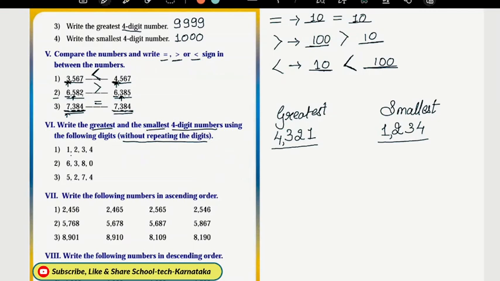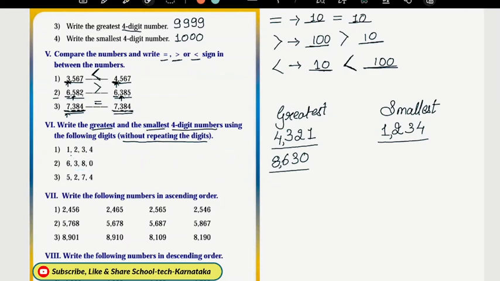Similarly, for the second example, 6380, how do we find the greatest? We need to write the greatest first, greatest number, right? 8, after 8 we have 6, after 6 we have 3 and the remaining 0. The greatest 4-digit with these digits is 8630.